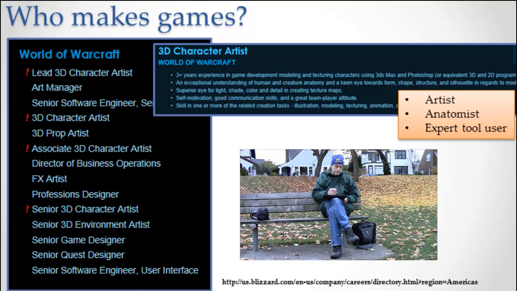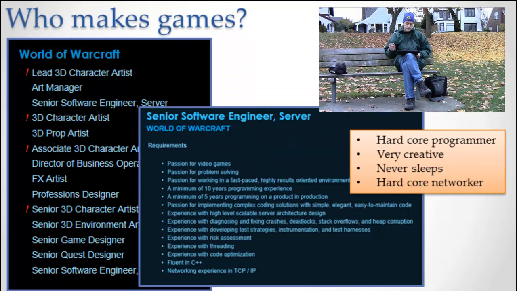All right, so that's the first general type of person that we're going to talk about, the artist type of person. Second type is the senior engineer, let's call them, the senior software engineer. In this case, they're working on the server.